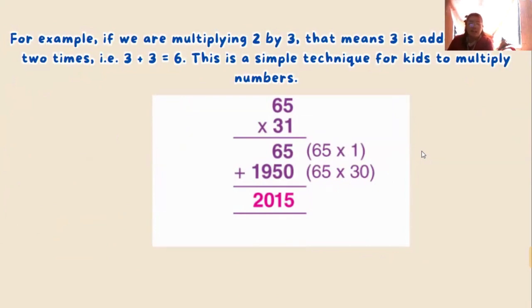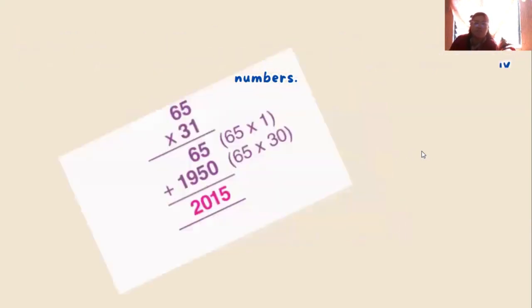Example, 3 plus 3 equals 6. So 3 times 2 equals 6. This is a simple technique for kids to multiply, like 65 times 31. So 1 times 5 is 5, 1 times 6 is 6. Next is 3 times 5 is 15, di ba? So carry 1, 3 times 6 is 18, plus 1 is 19. So 65 plus 1,950 equals 2,015. So that is our product.